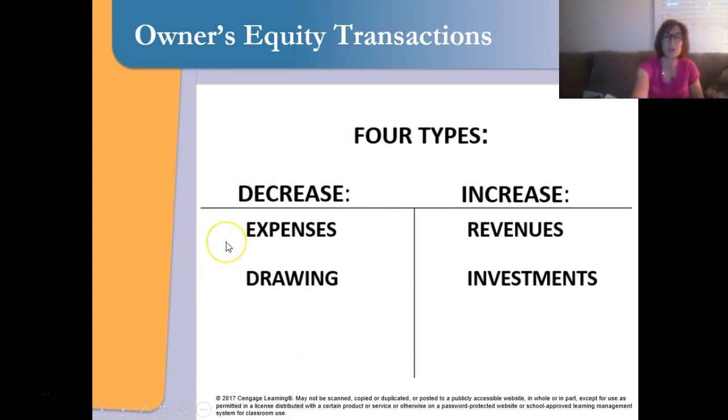So those two things decrease owner's equity. When the company incurs expenses, that decreases equity. And when the owner takes money back out of the company, that similarly decreases his equity. So then what increases equity? Revenue. When we make sales and things like that, and investments. So if we invest some money and we earn interest or receive dividends, that will increase the equity as well.